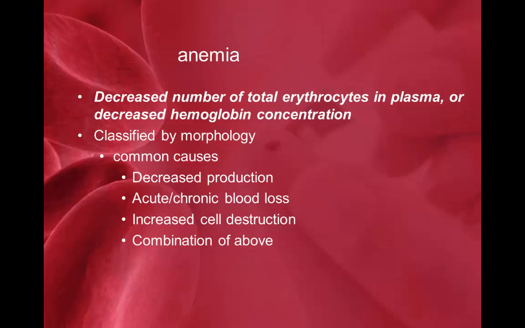So basically, what is anemia? Anemia is a decreased number of total erythrocytes in plasma and also a decrease of hemoglobin concentration. In addition, the volume of red blood cells is affected, caused by a variety of factors. So you could have anemia due to blood loss, to bone marrow failure, to impaired production or hemolysis, including destruction of erythrocytes. So the most common causes are decreased production, acute or chronic blood loss, increased cell destruction or hemolysis, or a combination of all these factors.